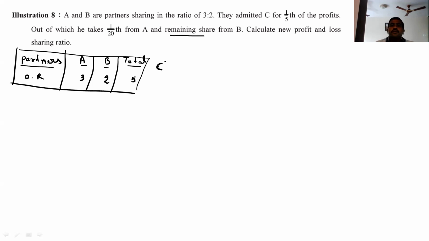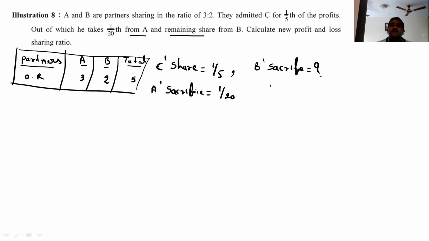They admitted C, so C's share is fixed. How much? 1/5, while he gets 1/20 from A. So I can write A's sacrifice. Directly they are saying, so we can say A's sacrifice comes to 1/20. And they are asking to find the remaining share of B, that is, B's sacrifice. The first thing we have to find is this, and then we have to go for the new ratio. So ready, friends?